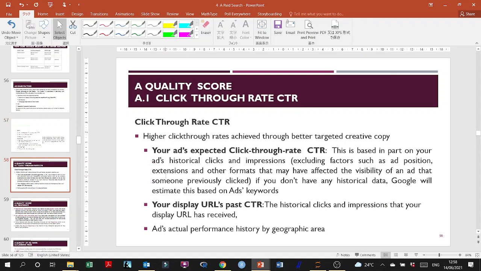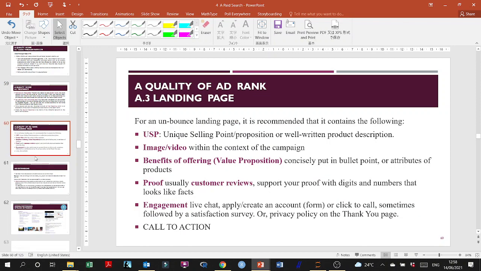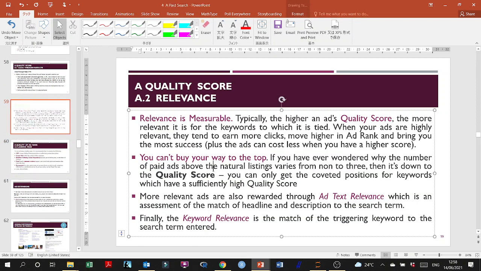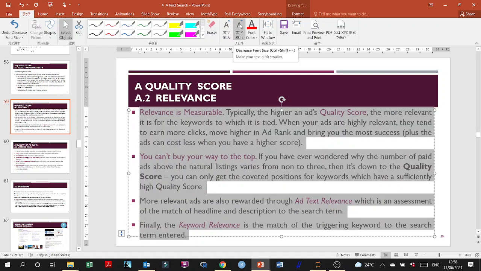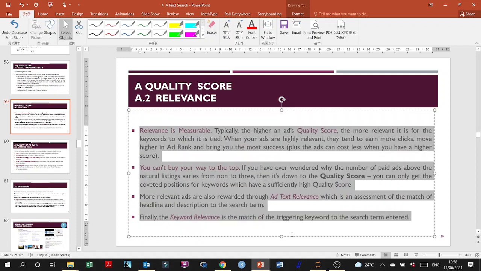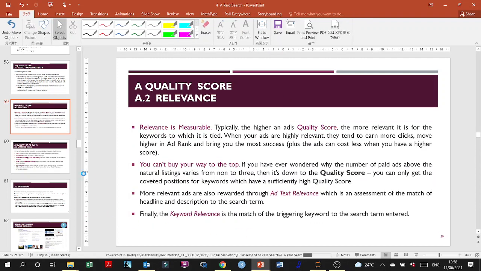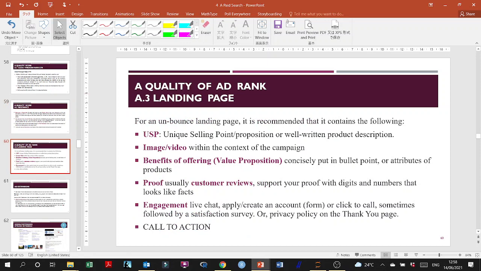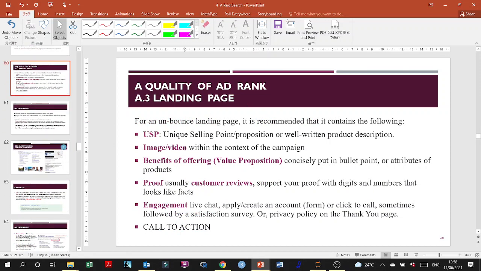Very good. So now we understood the importance of the relevance, the importance of the click-through rate, and other measures. Yeah, I don't like the big font too much. So we understood all about that. Let's go ahead and talk about the quality of an ad rank and the landing page. What are the main things that you need to take into consideration?